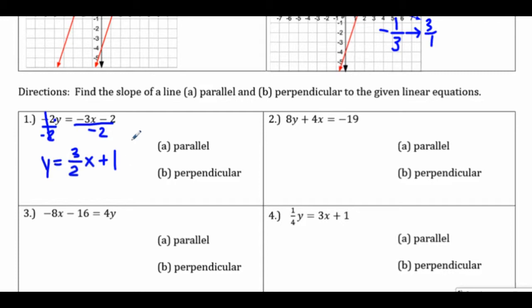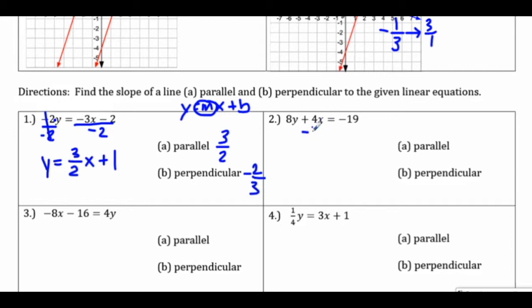So we're just writing the slopes. Parallel lines have the same slope. In y equals mx plus b form, m is the slope. So parallel lines have the same slope. It's 3/2. Perpendicular lines, you take your slope, you're going to take the negative reciprocal. So I flip it and I change the sign. That would make it -2/3. Let me just show you one more.